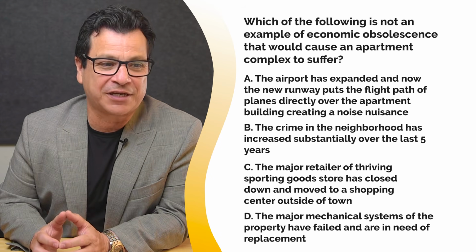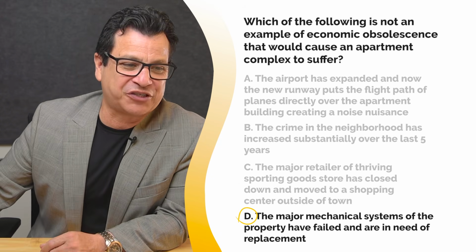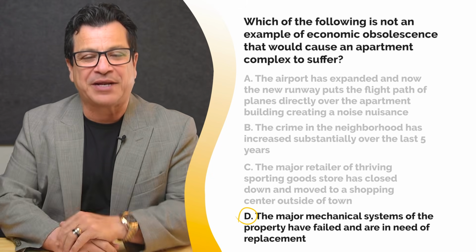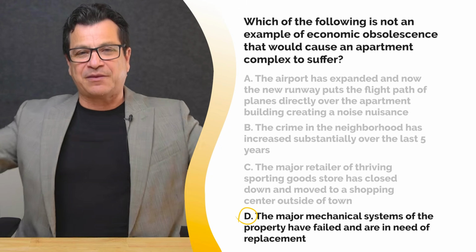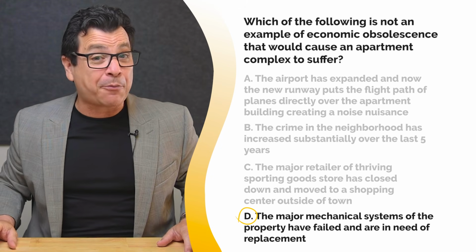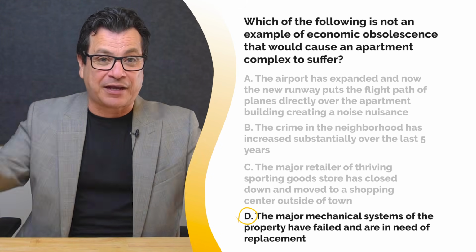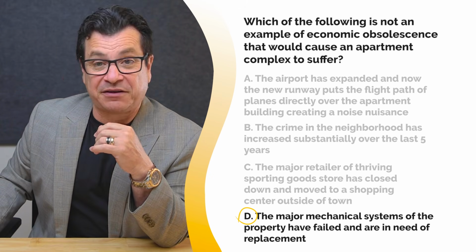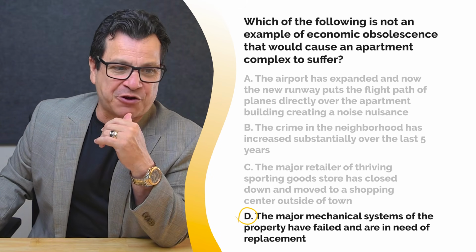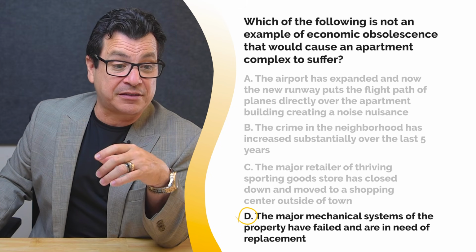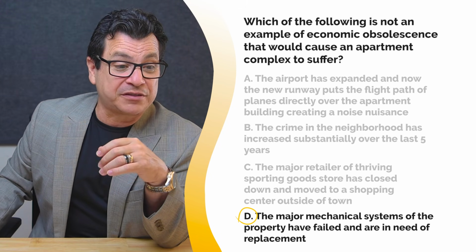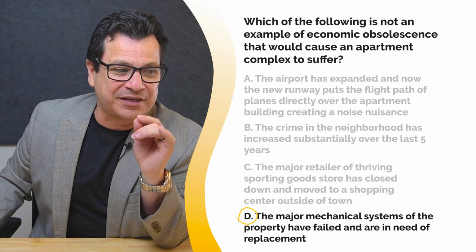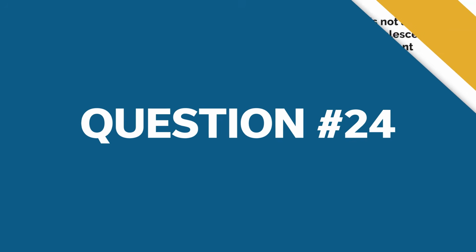The answer is, of course, D. The major mechanical systems of the property have failed. Why? Because it's inside the property. Economic obsolescence is outside of the property. Anything that affects the value of the property that is not within the property but outside. Explanation: when the mechanical systems of the property begin to fail, it is considered physical deterioration, not economic obsolescence. A negative influence on the property value from an outside source is what economic obsolescence is. All right, good. Let's keep on going.